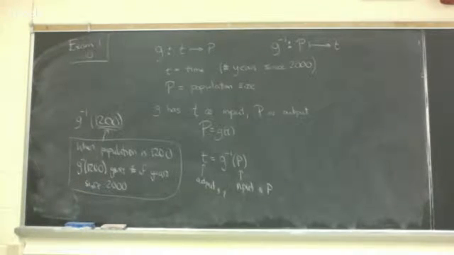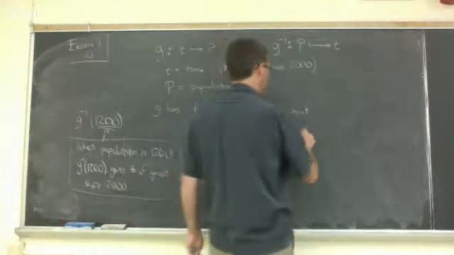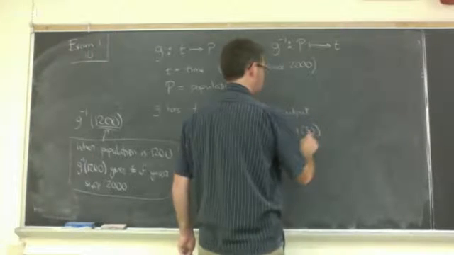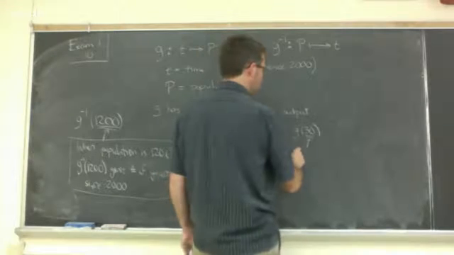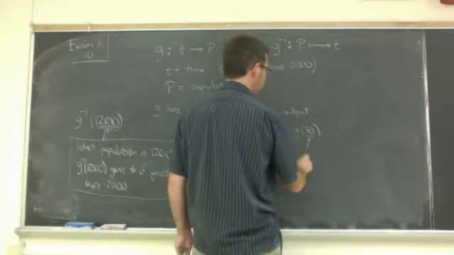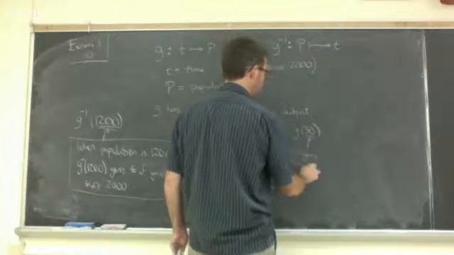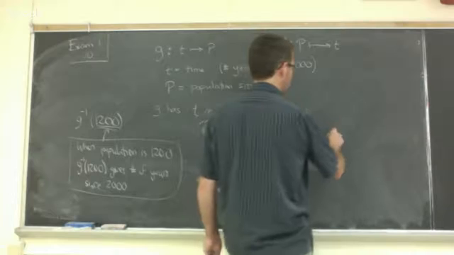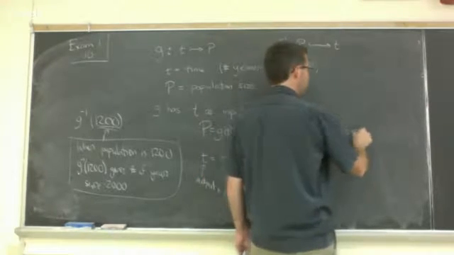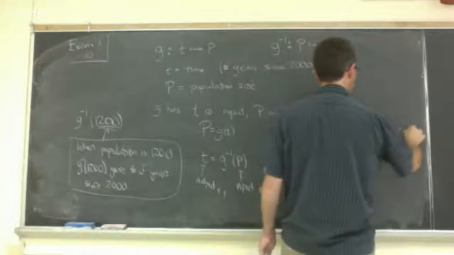So then if it says G of 30 represents. Yeah, so G of 30. So what's the 30 represent? 30 years. Right, it's been 30 years since 2000. So what does G of 30 give me? This is the population in 2030.